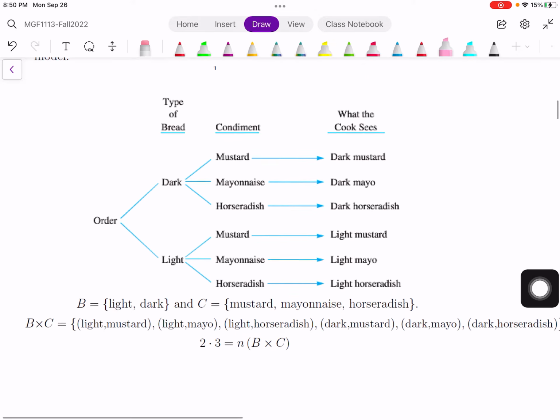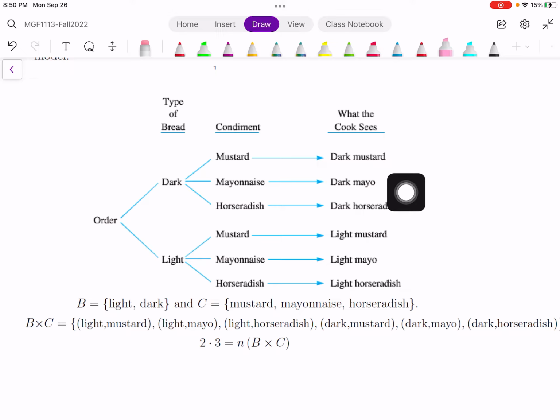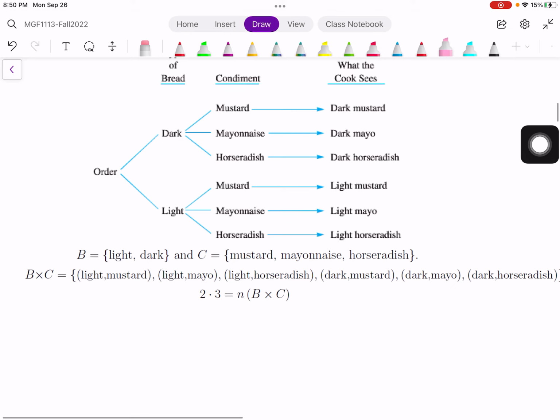So you can write it as a diagram, where you have dark and light. That was the options for bread, and then for condiments, mustard, mayonnaise, or horseradish. But this diagram is really a representation of a Cartesian product. One of the sets, I called it B because that's bread, is light or dark. And then the condiment set, C, contains the options mustard, mayonnaise, and horseradish.